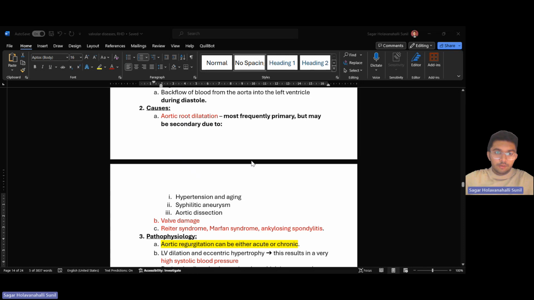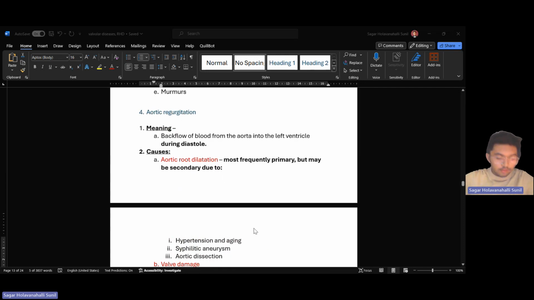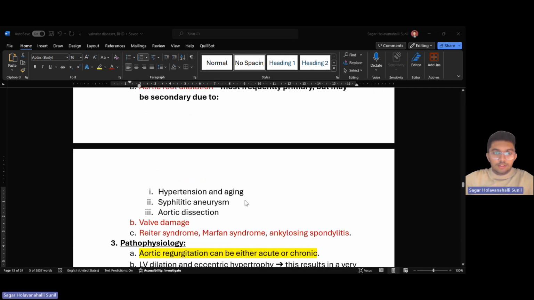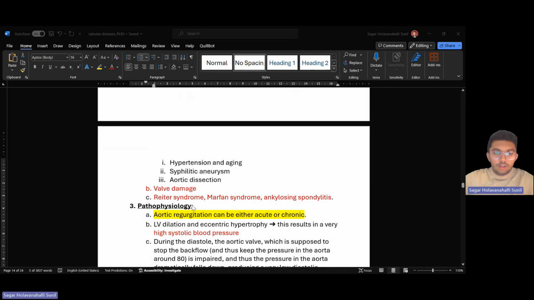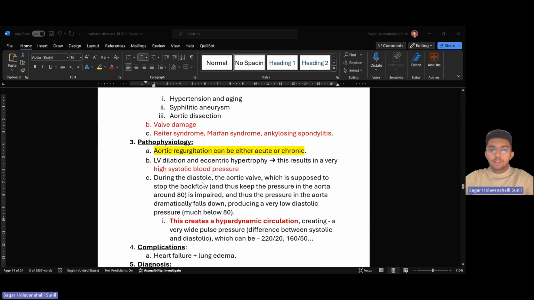All right. So, where was I? I was at aortic regurgitation. Just going to increase the size of this. Right. Now let's go into the pathophysiology of it.